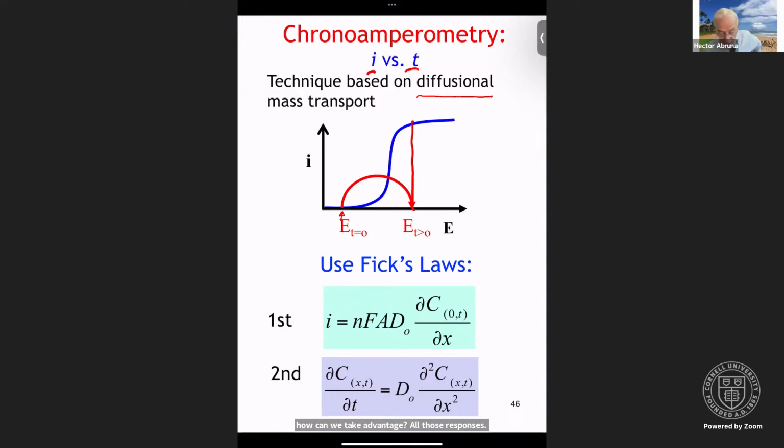So here we use Fick's laws of diffusion. The first one, which you've seen previously, tells you that the current is equal to the number of electrons transferred, n, Faraday's constant, F, area of the electrode, A, diffusion coefficient, D, and basically the concentration gradient of X at the electrode surface as a function of distance and time. The second one basically tells you what the gradient is in terms of the diffusion coefficient and the second derivative with respect to distance. And so how do we go about doing this?